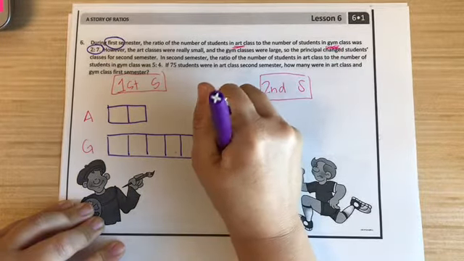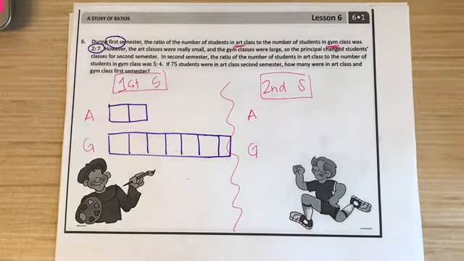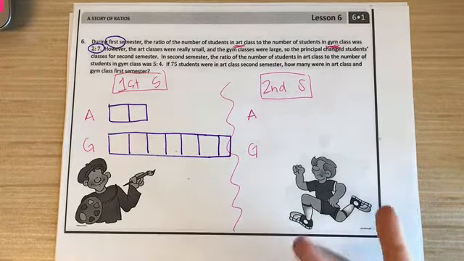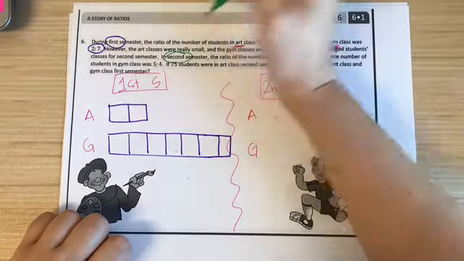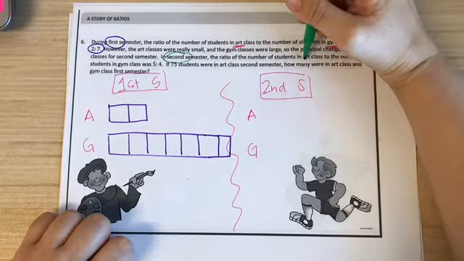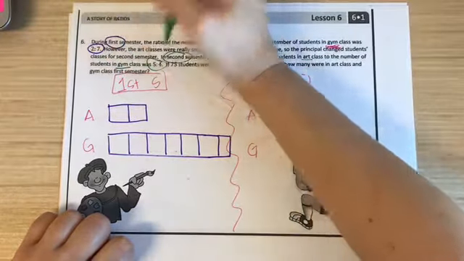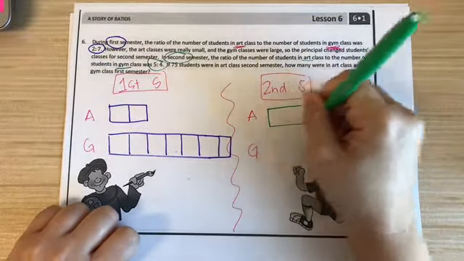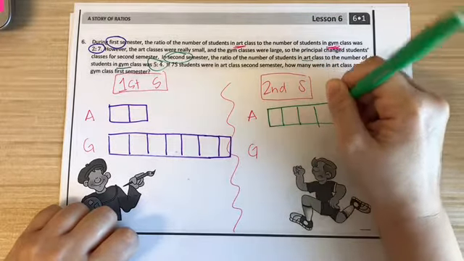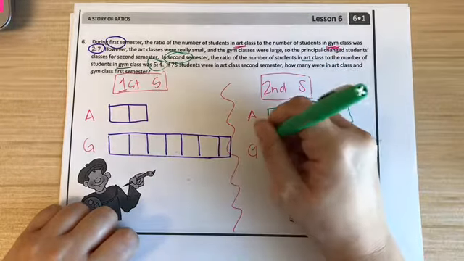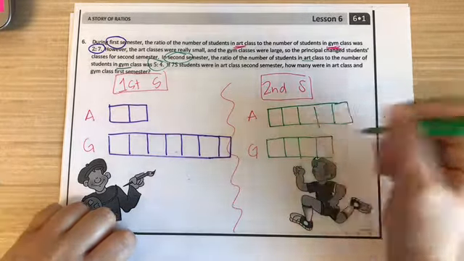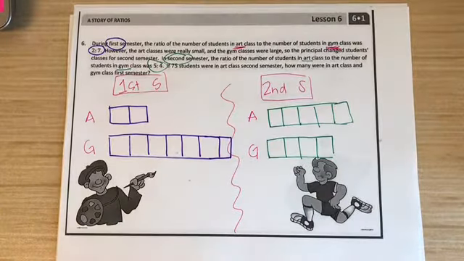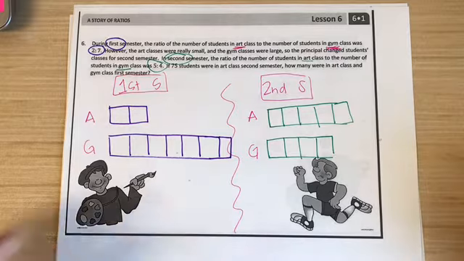Oops, I need one more. 2-7. All right, so then art classes were small, so it changed to the second semester. Art to gym was 5-4. So 5 for art and only 4 for gym. 5-4.